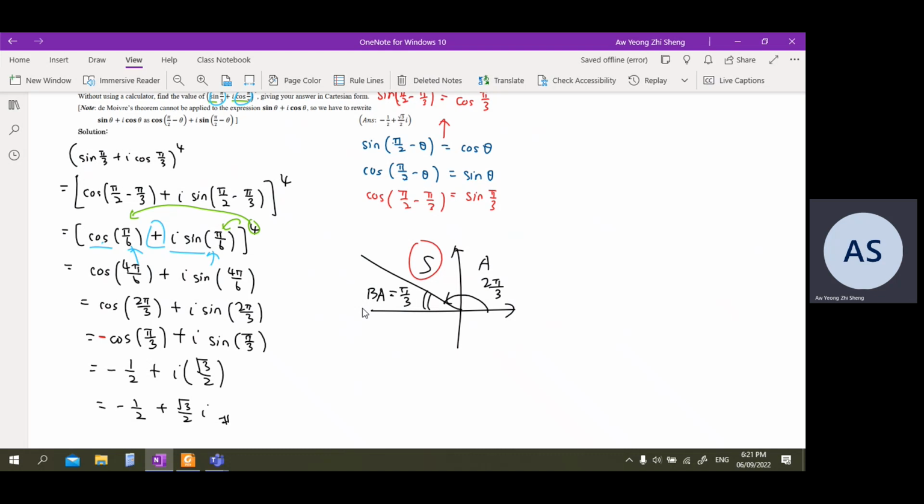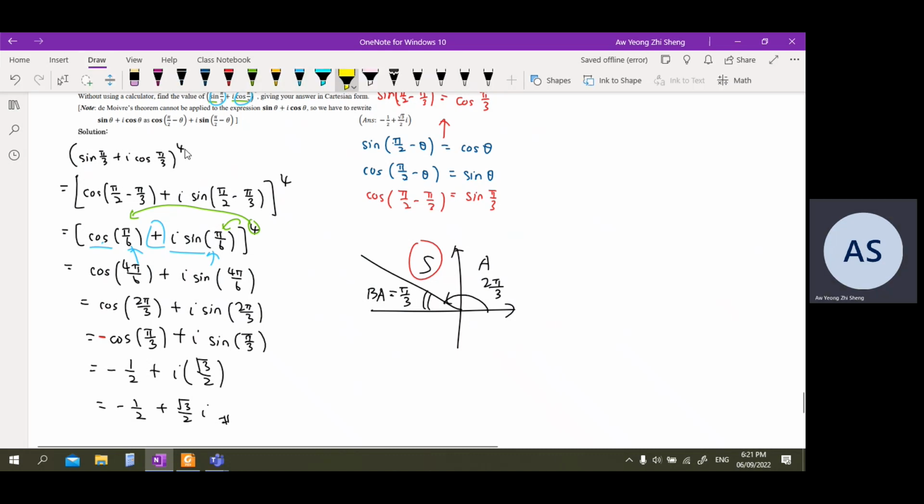Okay, so applying de Moivre's theorem, it will make things much more easier. Or else you will have to take the power of 4. If you take to the power of 4 using the traditional method, by using binomial expansion, it will be very painful to simplify later on.